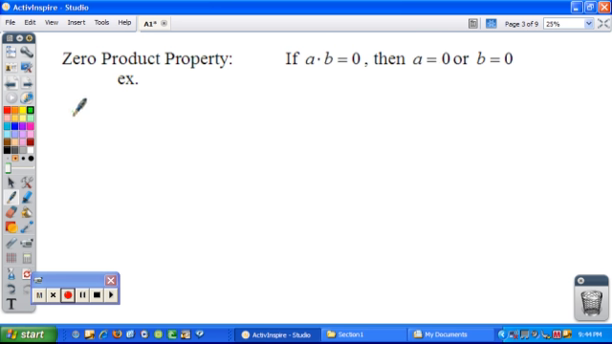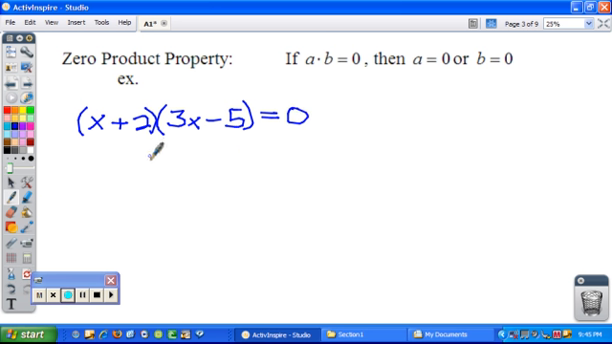So, for example, let me make that a little bit bigger and easier to see. Okay, so let's say I have something like this: x plus 2, and then times 3x minus 5 equals 0. Okay? All you do is you draw a couple arrows, and you just set each piece equal to 0.